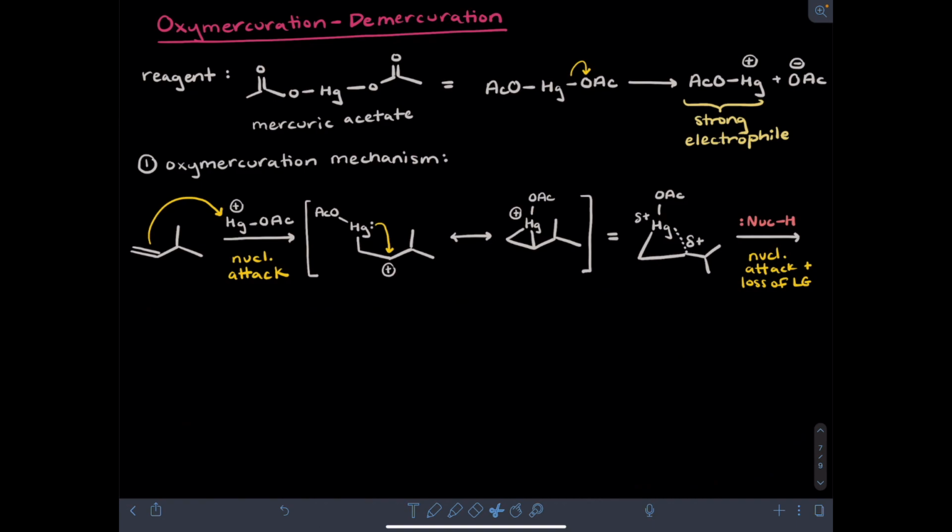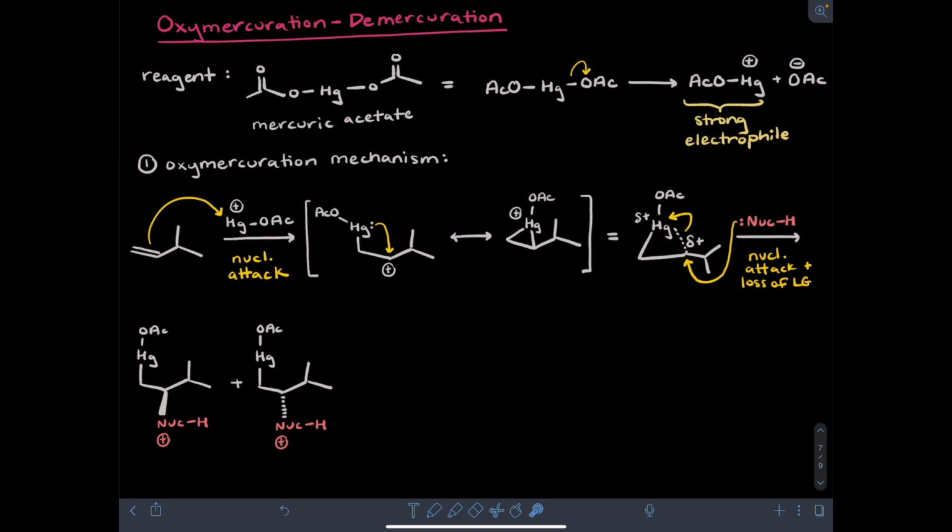In the next step of the mechanism, I'm going to bring in a nucleophile. This nucleophile will have a bond to a hydrogen that can be lost in the next step of the mechanism. And it is this carbon of the 3-membered ring with the partial positive charge on it that's going to serve as the electrophile. I'll bring in this nucleophile to that electrophilic carbon, and I will break that carbon-mercury bond. You can think about this as both a nucleophilic attack and a loss of leaving group from that more substituted carbon in a single step.